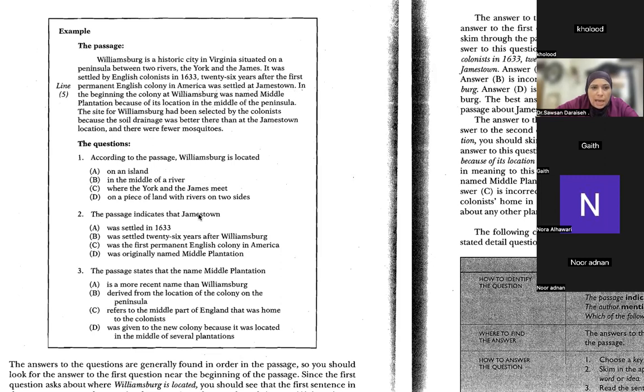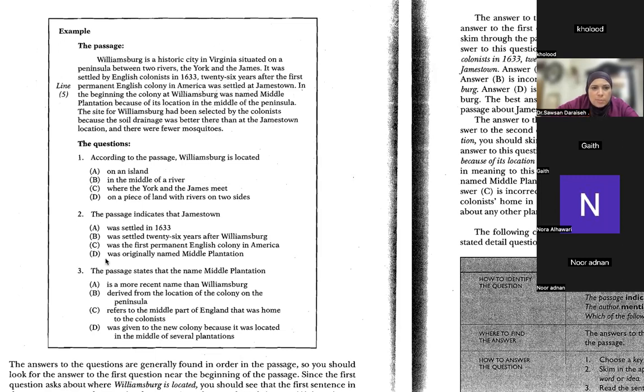And then, was the first permanent English colony in America? Yes, because they actually say right here, after the first permanent English colony in America was settled at Jamestown. So this was the first English colony, and this was one that was established sometime afterwards. And we said that it was like 26 years afterwards, right?